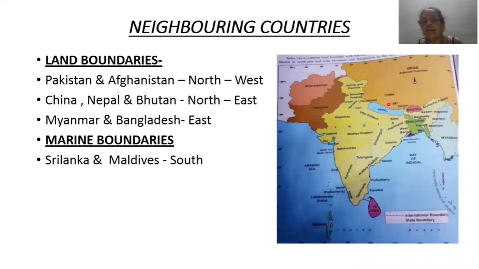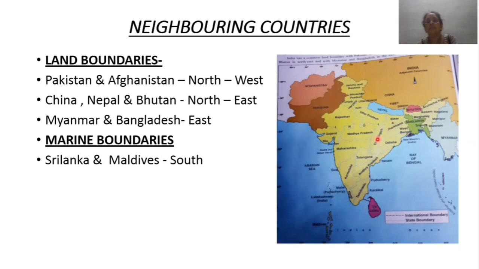Then see that, this one is China, Nepal, and Bhutan. They are situated in the northeast. So which countries are situated in the northeast of India? China, Nepal, and Bhutan. Then which countries are situated in the eastern part of India? This is the eastern part, Bangladesh, and here Myanmar. So which are the countries situated in the eastern part of India? Bangladesh and Myanmar.